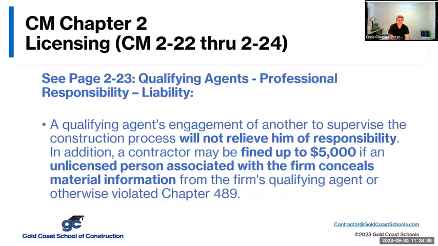All right, let's look at page 2-23, qualifying agents. So professional responsibility and liability. A qualifying agent's engagement of another to supervise their construction process will not relieve him of responsibility. In addition, a contractor may be fined up to $5,000 if an unlicensed person associated with the firm conceals material information from the firm's qualifying agent. So again, the qualifying agent's on the hook for whatever.